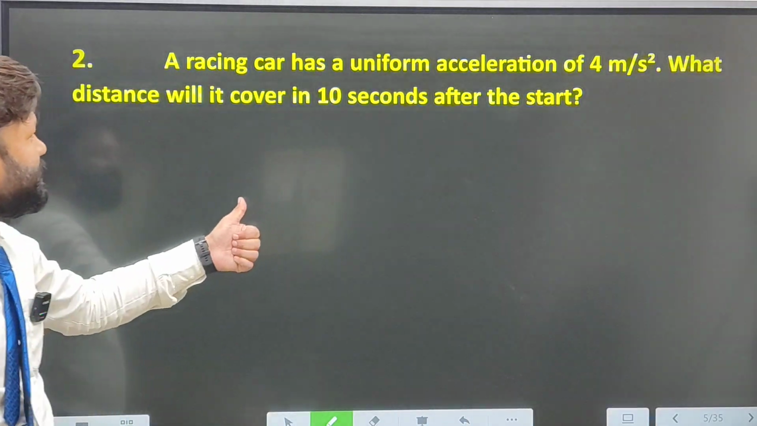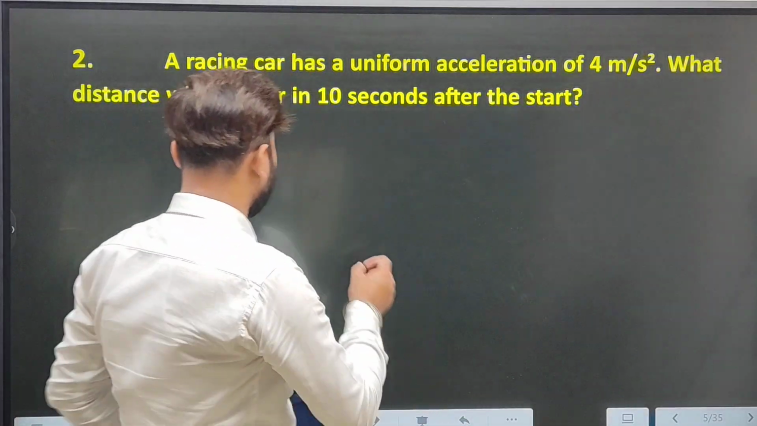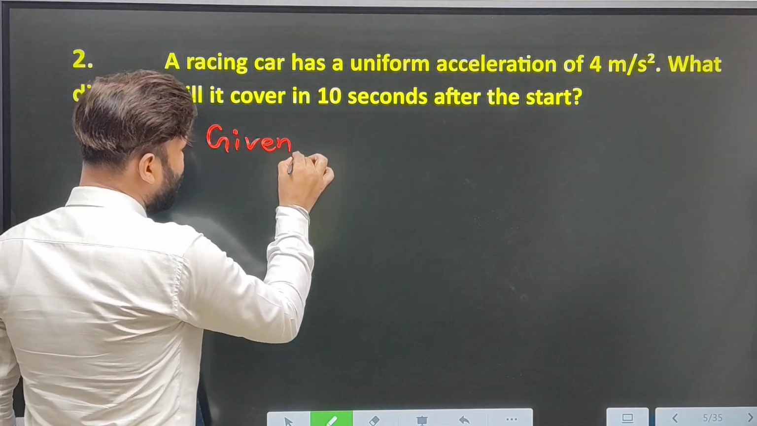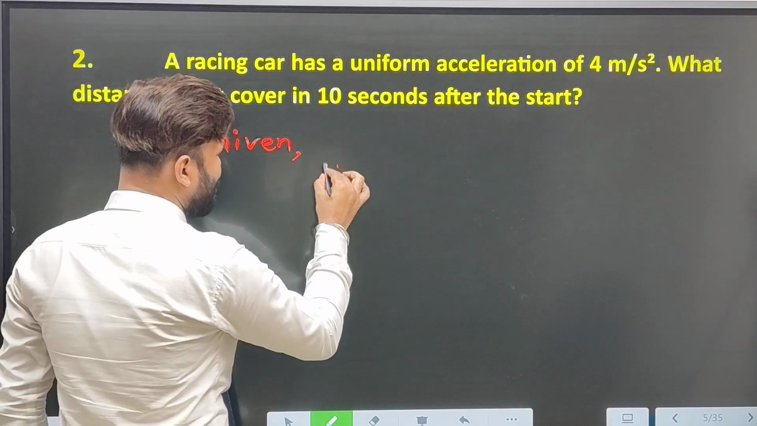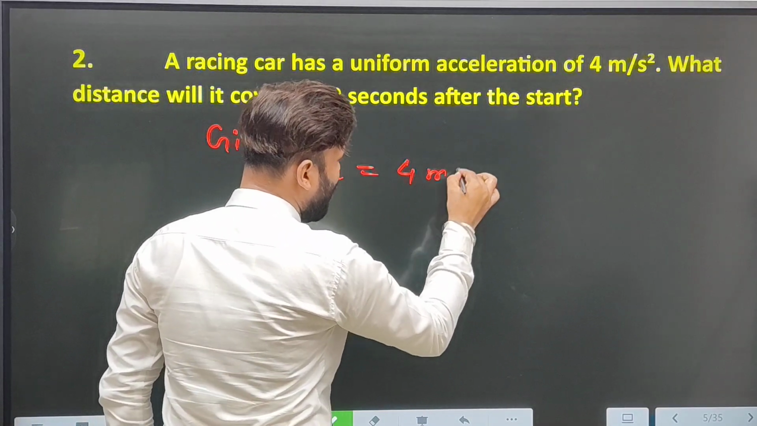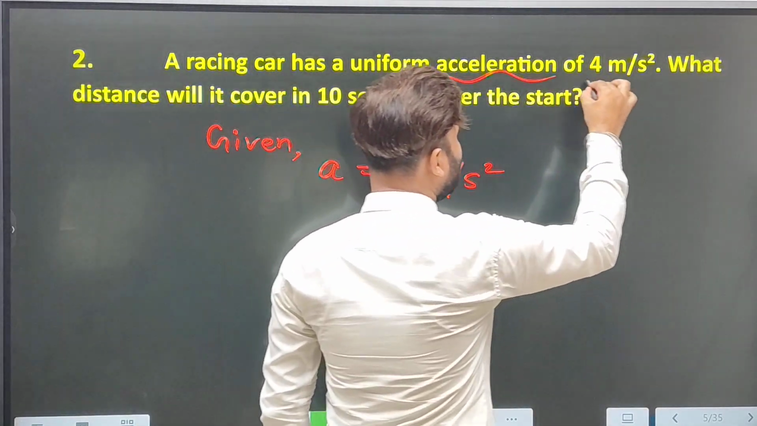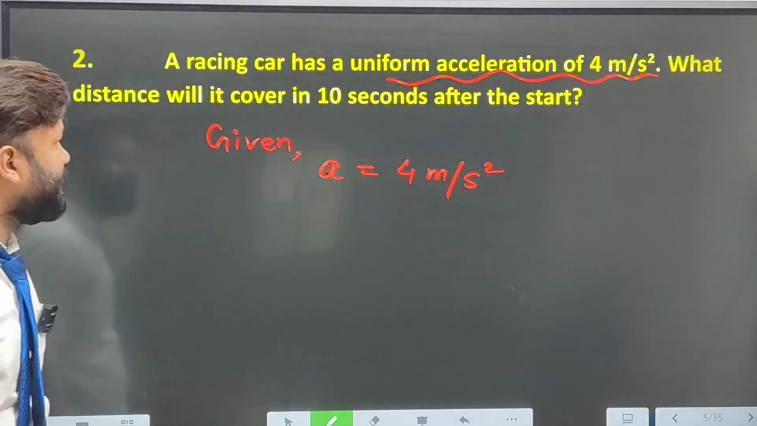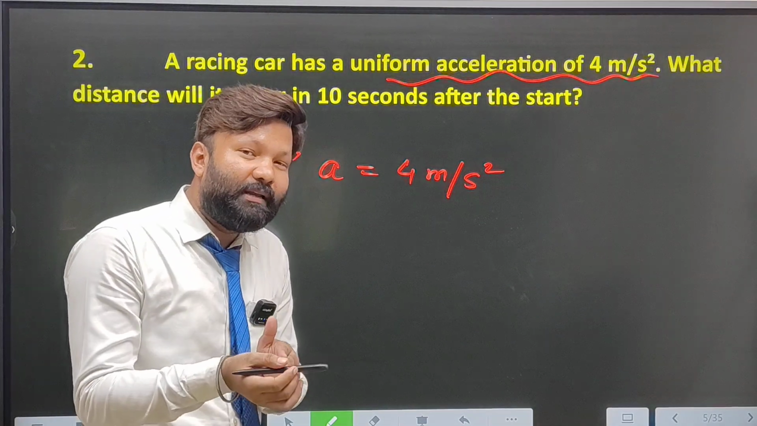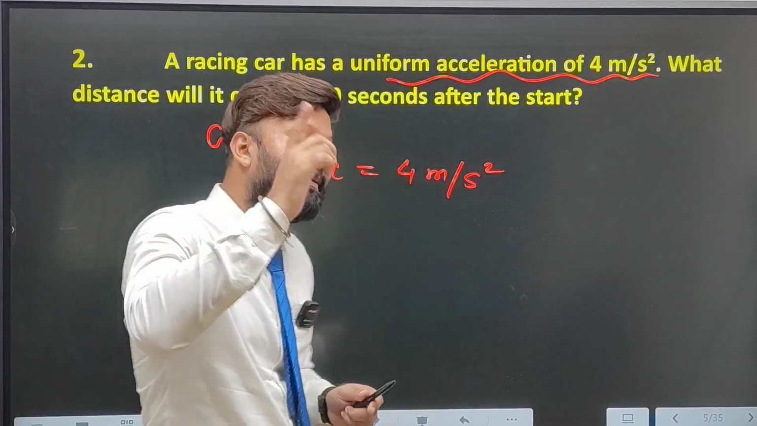Yes, new question. Question number 2. A racing car has a uniform acceleration. Students, there is a racing car and the acceleration of the racing car is given as 4 meter per second square. Uniform acceleration of the car is given, 4 meter per second square. What distance will it cover? If the car is in motion and its uniform acceleration is given, how much distance the car has covered, that we have to find.